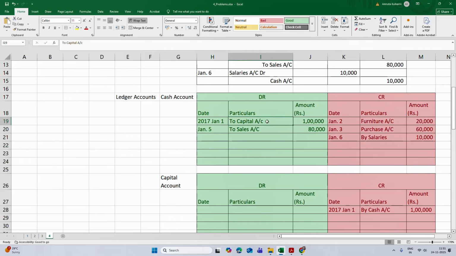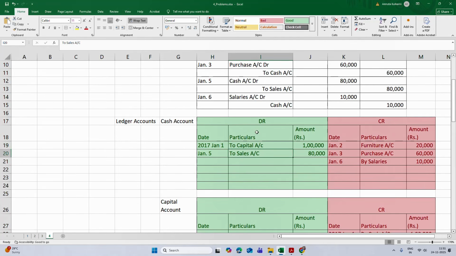So all this let's quickly understand. So debit account, for cash account we have on January 1 one entry, that is to capital account 1 lakh, and on January 5 to sales account 80,000. Then on credit side we have spent by furniture 20,000, then by purchase 60,000 and by salaries is 10,000. So now how much is the subtotal here? So subtotal is rupees 1,80,000. And here if you observe what is the subtotal, that is just 90,000.